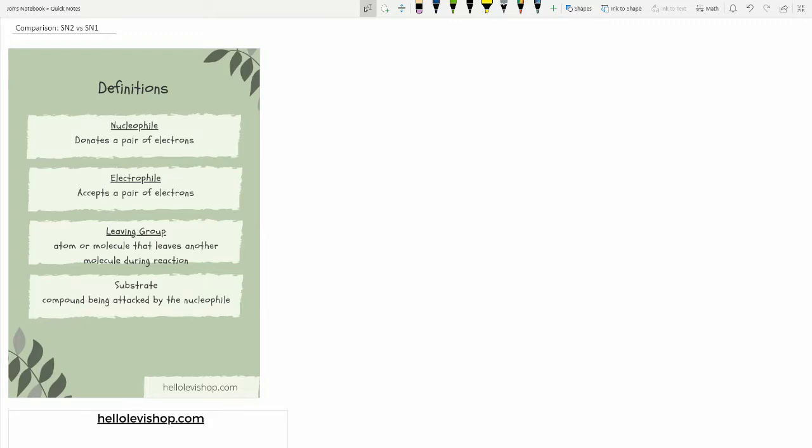As always, let's define a few things. A nucleophile is a species that donates a pair of electrons. An electrophile is a species that accepts a pair of electrons. A leaving group is an atom or molecule that leaves another molecule during a reaction. And lastly, a substrate is a compound being attacked by the nucleophile.